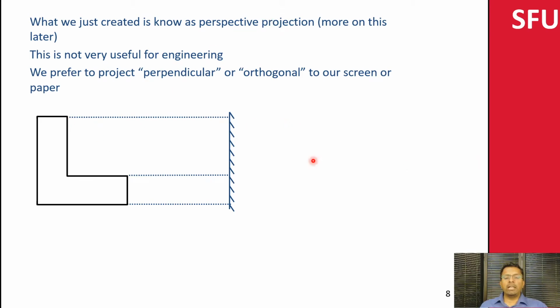So if I did this, what I would see is this face just appears as a single line, this face would just appear as a single line, and then I would see this particular face. So I end up with an object which looks like this. So this is the perspective. This is the orthogonal projection, and unless otherwise stated, we're going to be using the orthogonal projection in our engineering drawings.